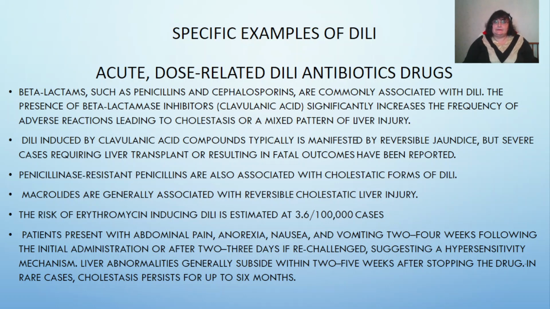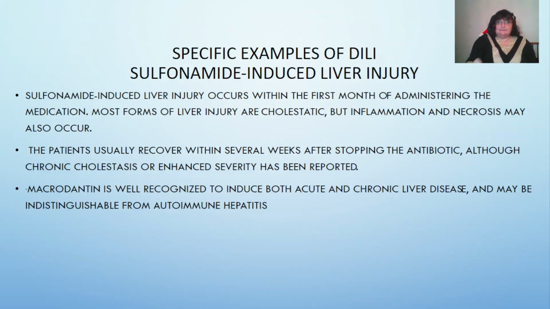Patients present with abdominal pain, anorexia, nausea, and vomiting 2-4 weeks following the initial administration, or after 2-3 days if re-challenging, suggesting a hypersensitivity mechanism. Liver abnormalities generally subside within 2-5 weeks after stopping the drug. In rare cases, cholestasis persists for up to 6 months.